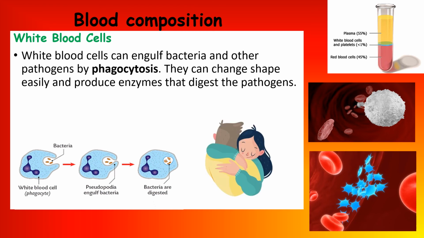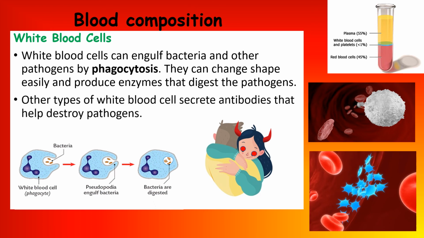Essentially, they're giving the pathogen, the bacteria, the virus, whatever it happens to be, a hug. But it happens to be a hug of death because the enzymes will digest the pathogen and destroy it so that you don't die from whatever infection it is. Other types of white blood cells secrete antibodies that help destroy pathogens. So our white blood cells are super important at helping to fight disease and are a very important part of our immune system.